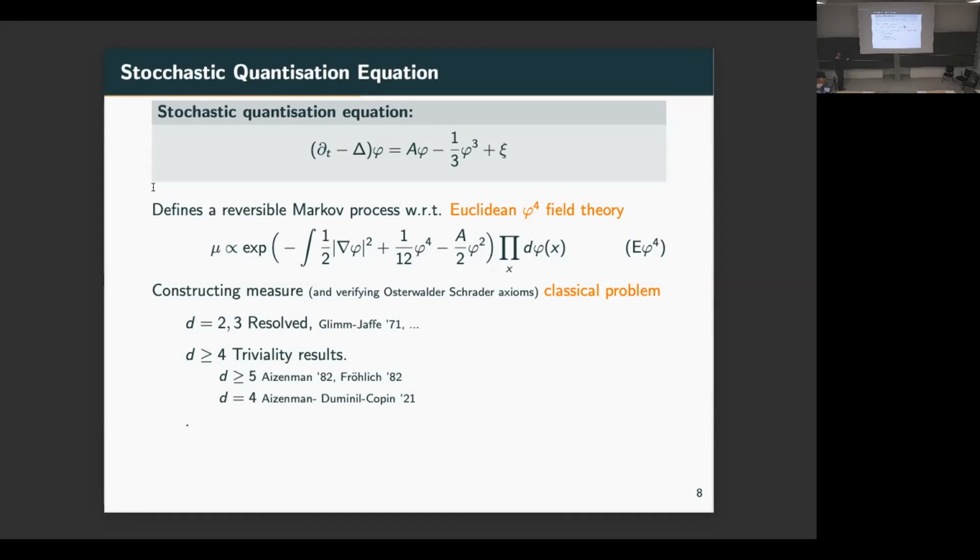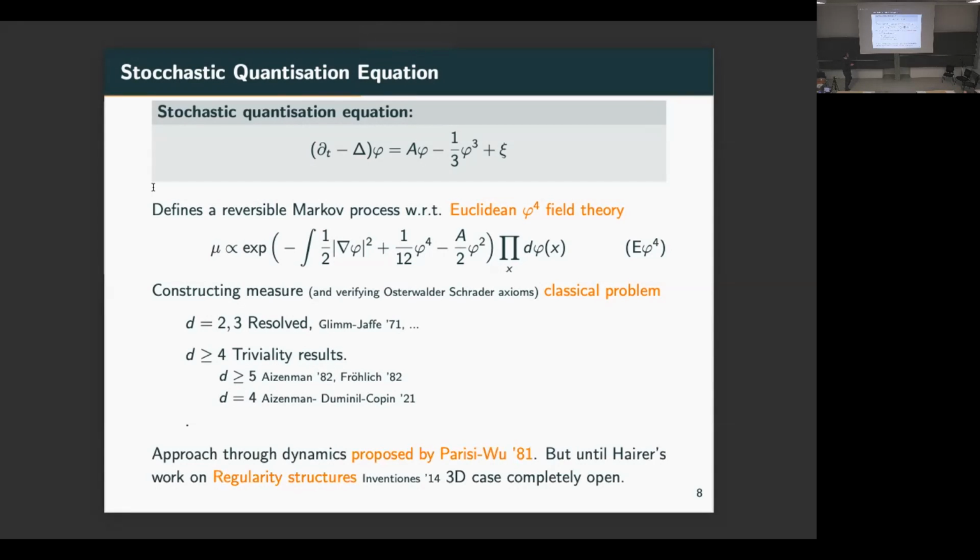So again, this measure had been constructed. So in principle, one could expect that this could also be done for this dynamics, which is a nice Markovian dynamics for this measure. And actually, people tried this for a long time. An approach through the dynamics, if you want some sort of Markov chain Monte Carlo, where you just run the Markov chain for long enough and then get a sample from the measure, had essentially been proposed in the literature already by Parisi and Wu in the early 80s.